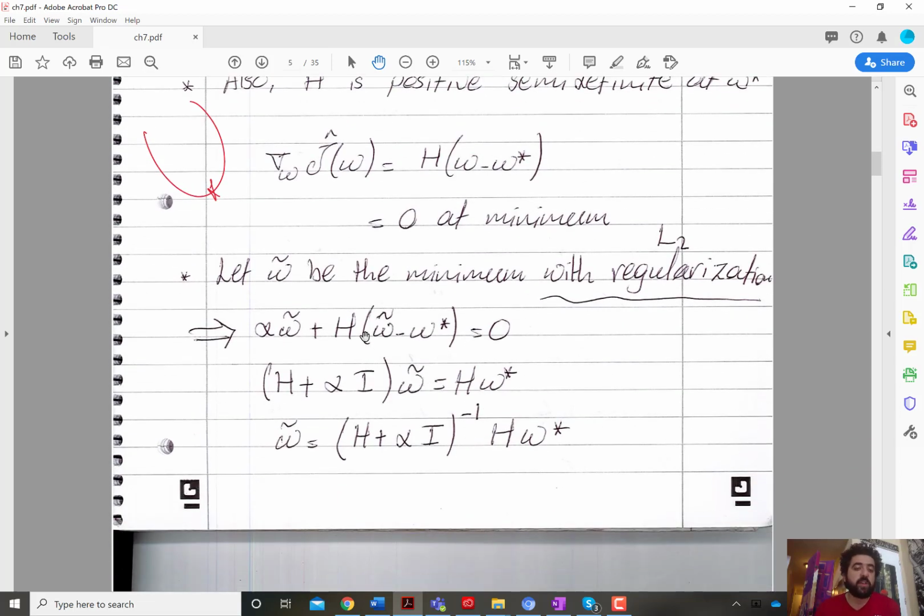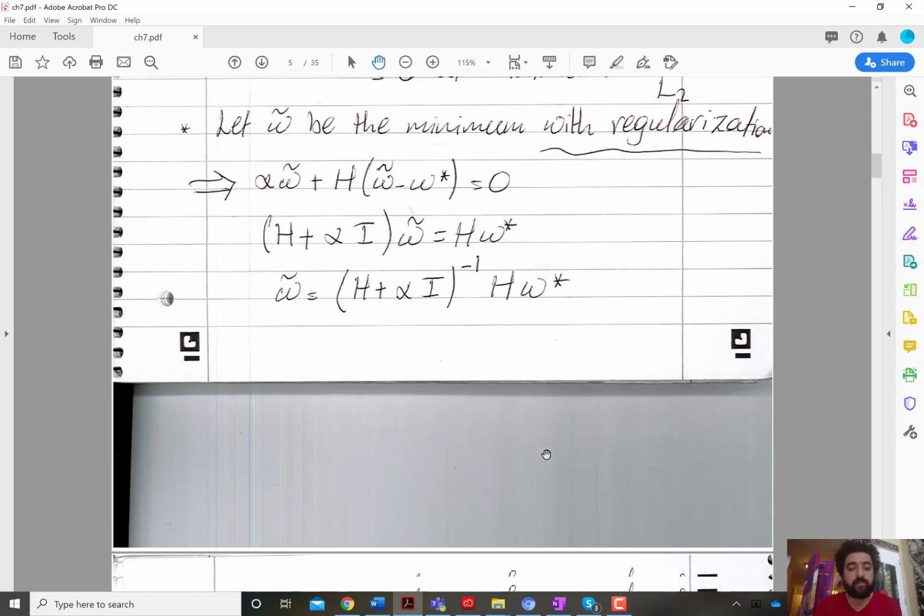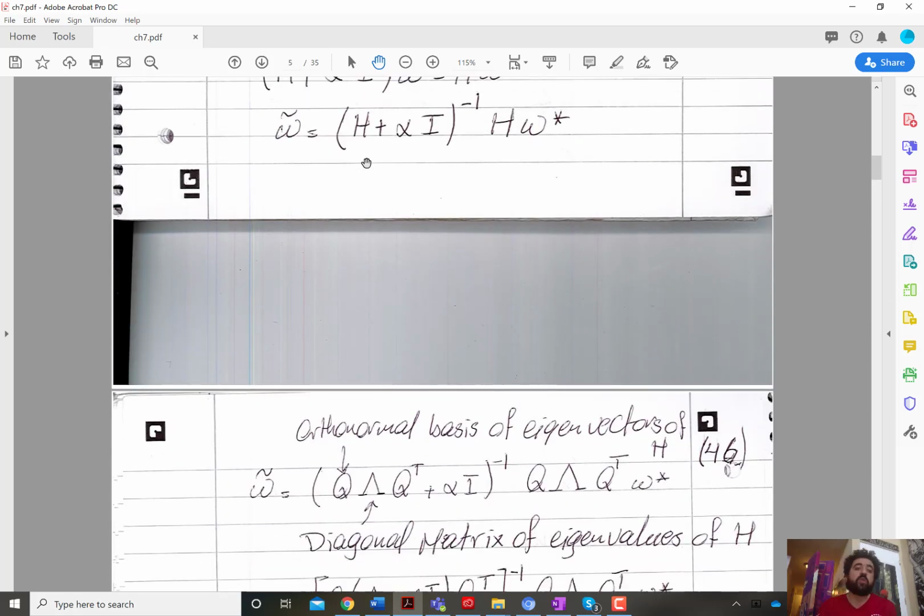Now, with simple manipulation, I could have H plus alpha times the identity matrix times omega tilde equal to, on the other side, H omega star. So I move H omega star to the right side. And then, since H is positive semi-definite, it's also invertible. And it's still invertible if I add the identity matrix to it, because the identity matrix is full rank. So omega tilde will be given by H plus alpha I inverse times H omega star. Right? Now let's decompose H.